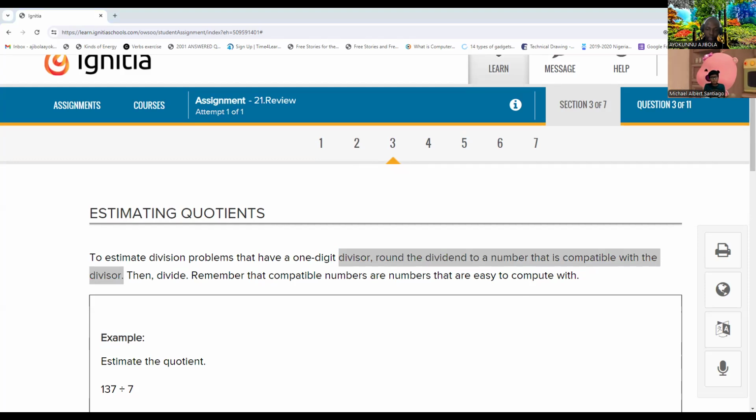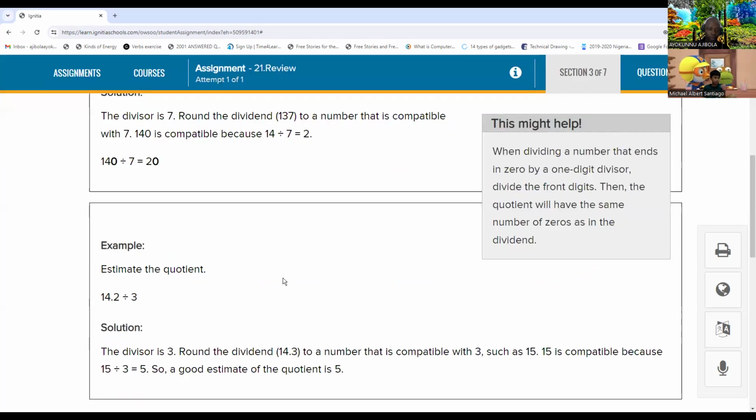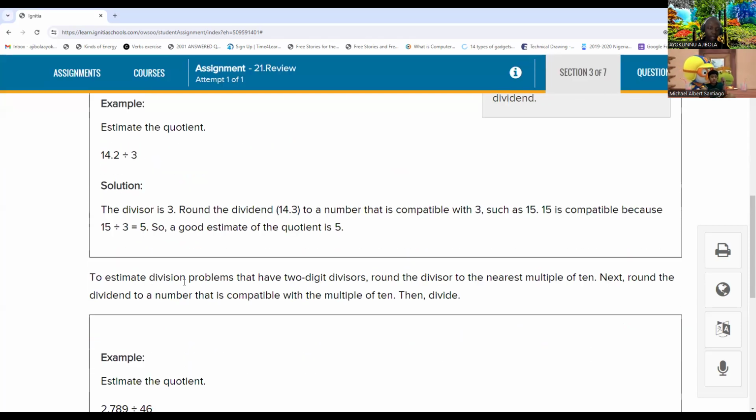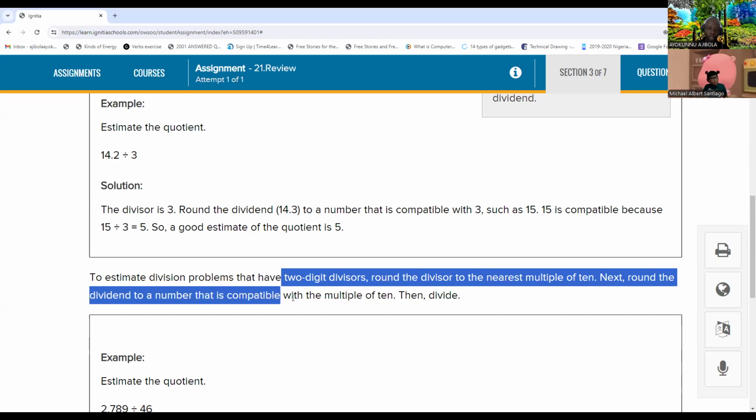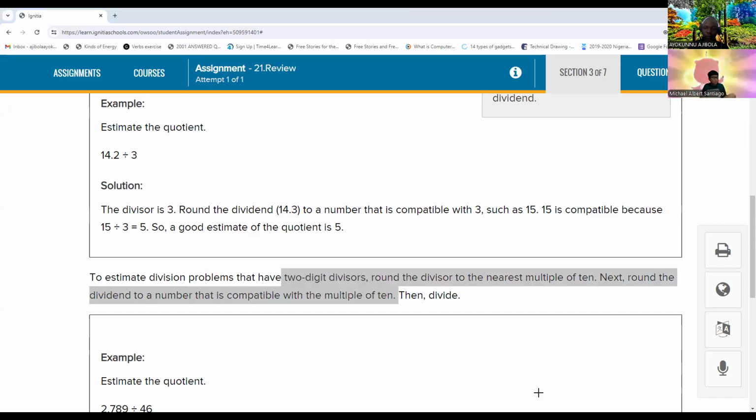Yes. That is a very good point to take note of there. And the next one to take note of is at the bottom here. That is, when you have a 2-digit divisor, you round up the divisor to the nearest multiple of 10, then you round up the dividend to a number that is compatible with a multiple of 10. Then you are going to divide. Is that clear? Yes. Okay, good.